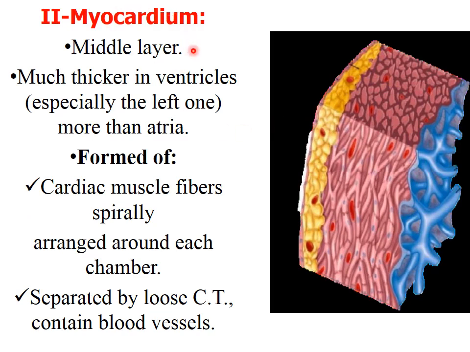Two, myocardium. Myocardium is the middle layer, much thicker in the ventricles, especially left ventricle, more than atrium, formed of cardiac muscle fibers spirally arranged around each chamber, separated by loose connective tissue, containing blood vessels. Again, myocardium is the middle layer, much thicker in ventricles, especially left ventricle, more than atrium, formed of cardiac muscle fiber spirally arranged around each chamber, separated by loose connective tissue, containing blood vessels.